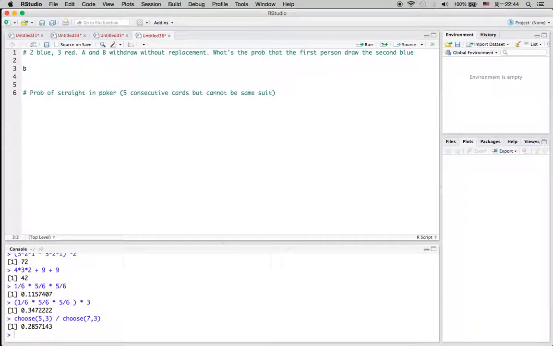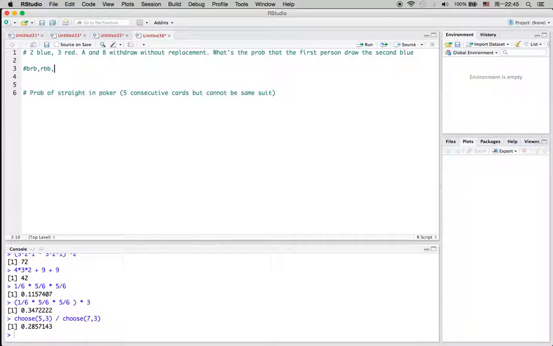If the first blue is in either the first or second position, then the second blue will be in the third position. For example, we have blue, red, blue, or red, blue, blue. So these are the two cases where the second blue ball is on the third position, which is for the first person to draw the second blue ball.